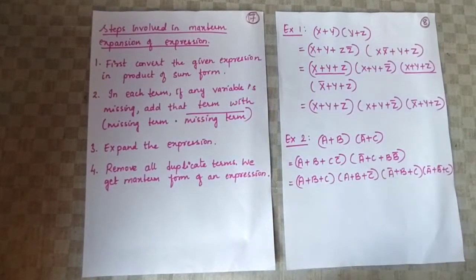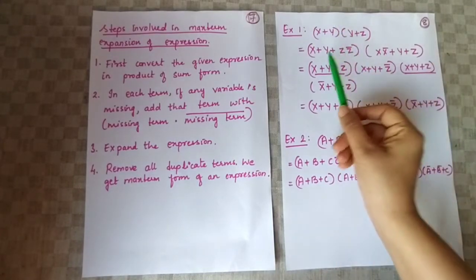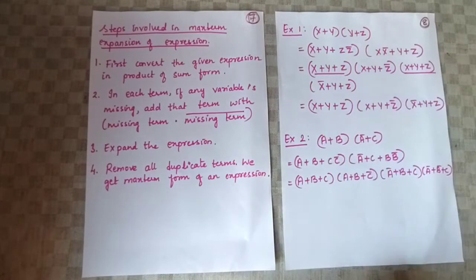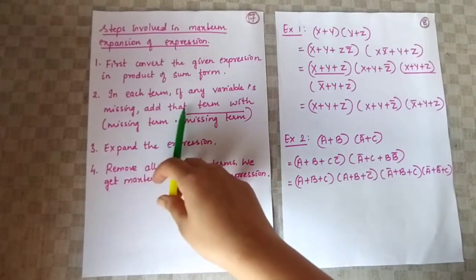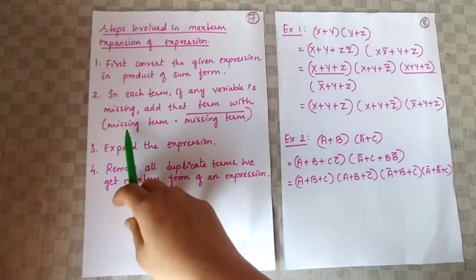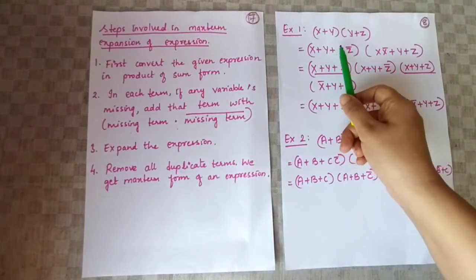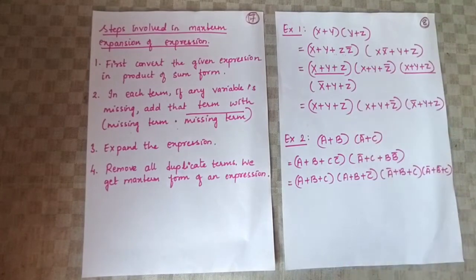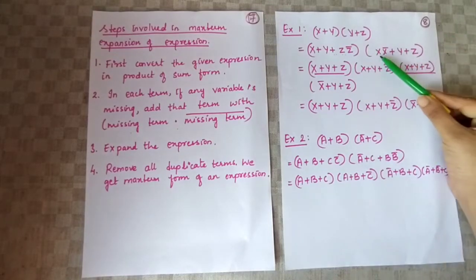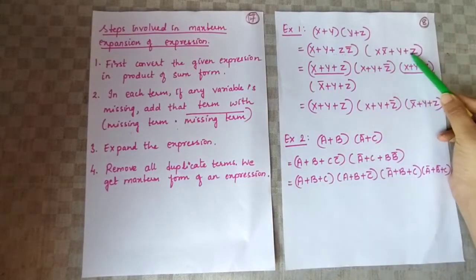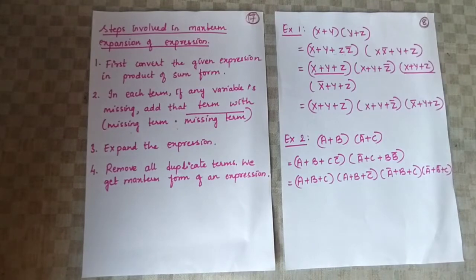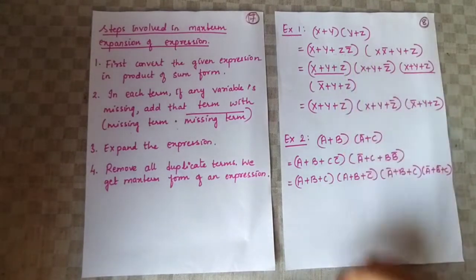Now, how to convert it into a complete max term expression? Take this first term, x plus y. And what it says, add that term which is missing: the missing term into the complement of that missing term. So I have taken plus z into z complement. Coming to the next one, here x is missing. So take x into x complement plus y plus z. Okay. Now we have to expand this.